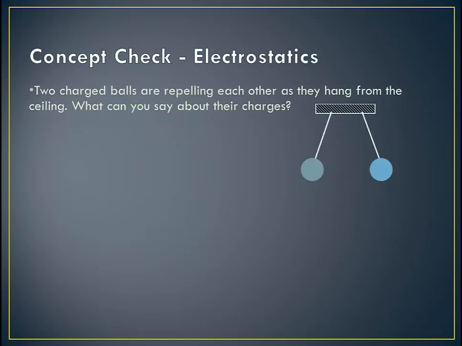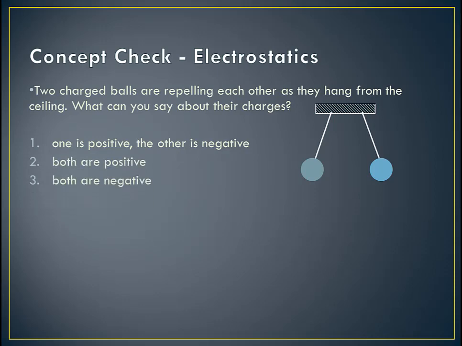We have 2 charged balls that are repelling each other, and they're hung from the ceiling. What can you say about their charges? And this is something you're going to get to try in class, in lab here. The first is one is positive, the other is negative. The second is both are positive. Third possibility is both are negative. And the last possibility is both are positive or both are negative.